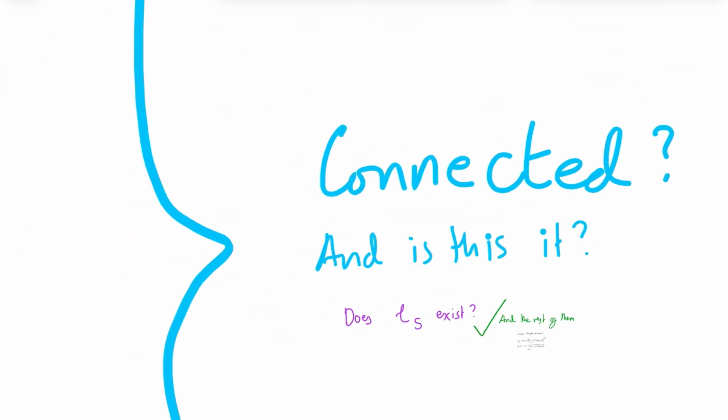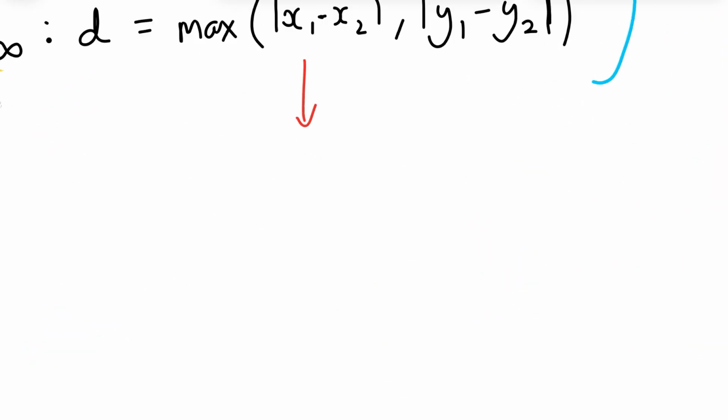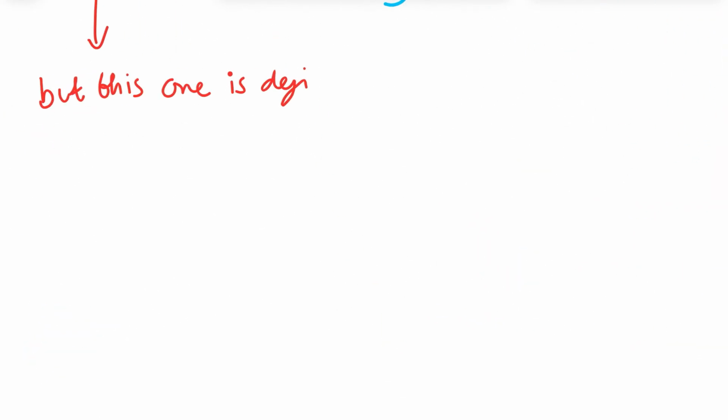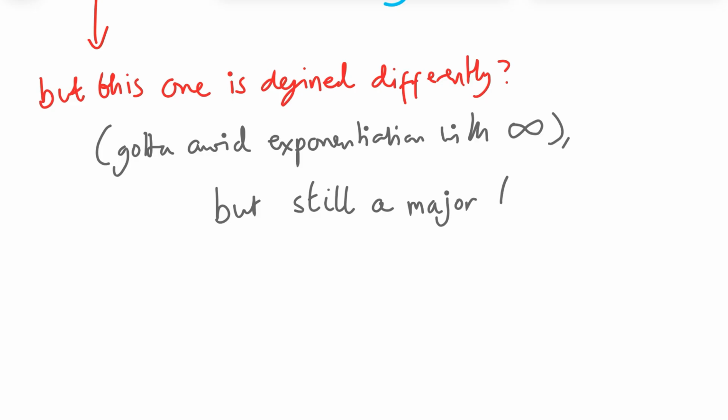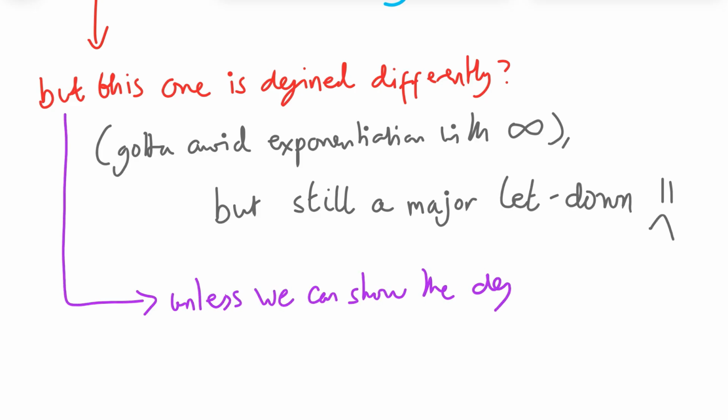Okay, cool, but when I defined L infinity, I just defined it to be the greater of the horizontal and vertical differences. And obviously I kind of had to do that to avoid raising things to the power of infinity and then infinitely rooting them, but it's not very satisfying that the pattern stops here, and it would be nice if we could show that these were the same two things.